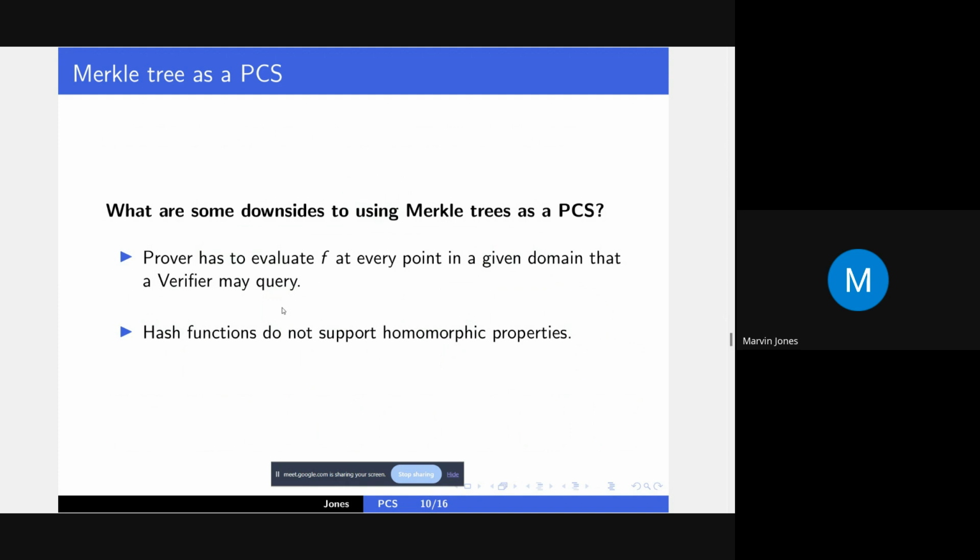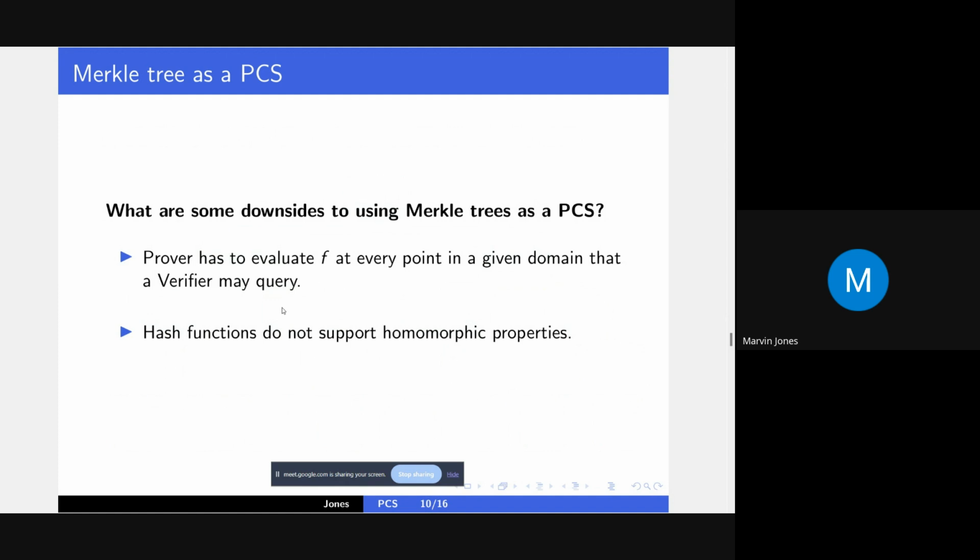And then the really big reason is that hash functions do not support homomorphic properties, which means, maybe I would like to add things, or maybe I would like to multiply things. So it makes arithmetic very unfortunate because you can't do it using the hash functions. So that's basically why we don't do it. But I think Merkle trees make a fairly nice example, especially after the conversation we just had.